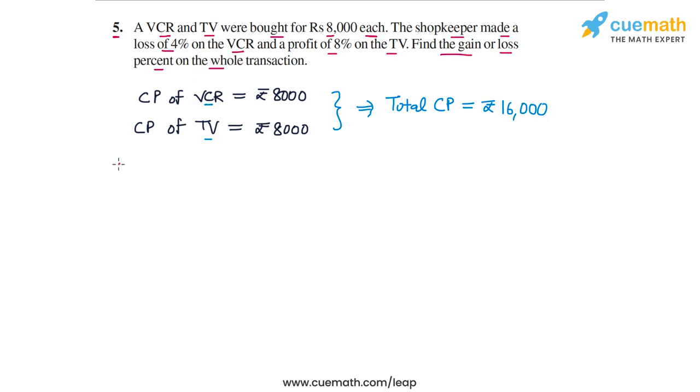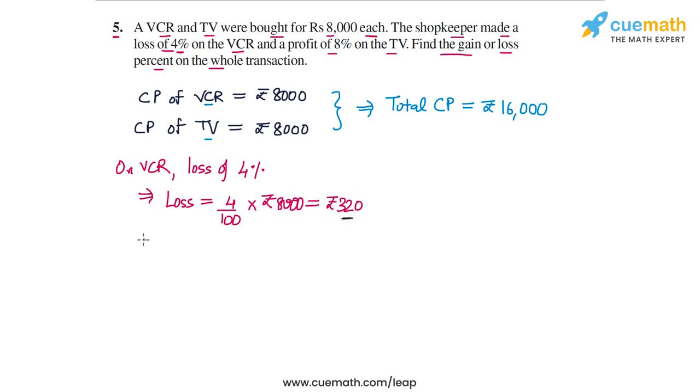So on the VCR, the shopkeeper makes a loss of 4%. This is what we are told. So on the VCR, we have a loss of 4%. So this means that the loss is equal to 4% of, or 4 by 100 of the cost price, rupees 8,000, and this is equal to rupees 320. So on the VCR, the shopkeeper makes a loss of rupees 320, and this means that the selling price of the VCR is equal to rupees 8,000 minus 320. This is equal to rupees 7,680. So this is the selling price of the VCR.